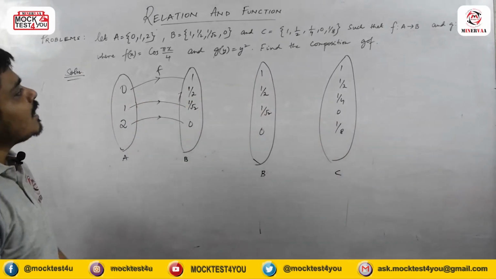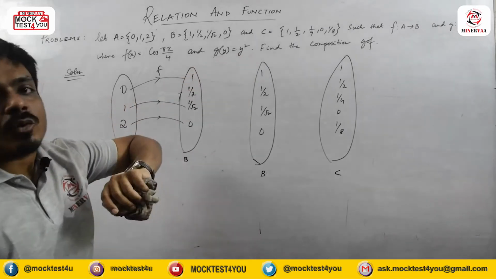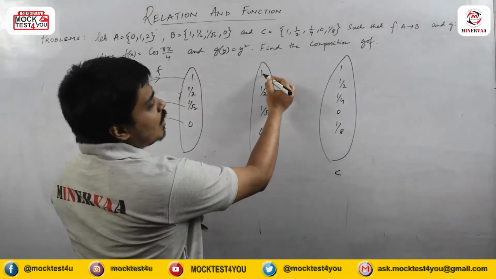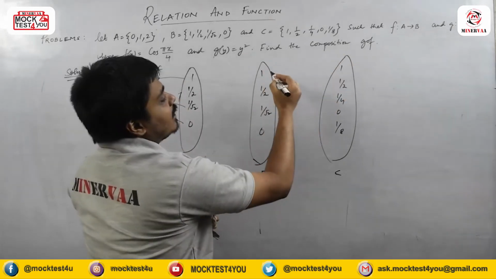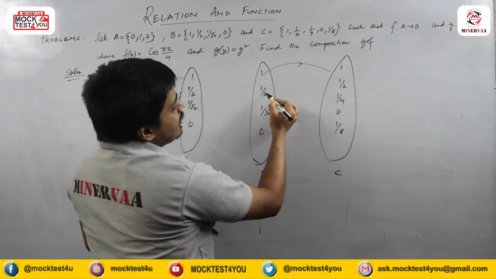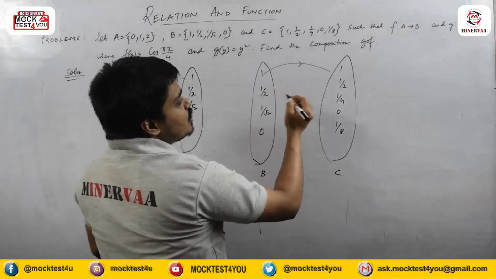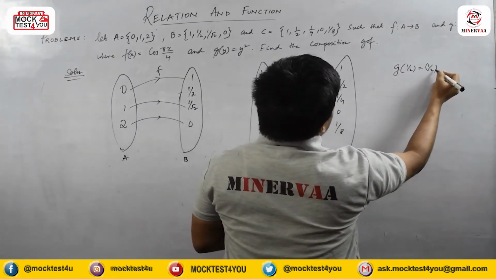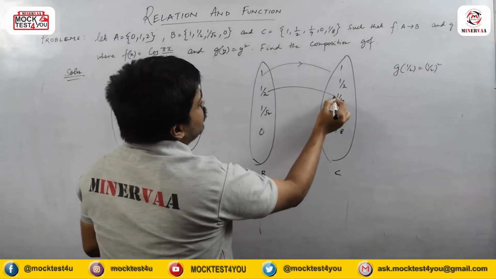Okay, let's do the mapping. Now g of y is equal to y square. Simple as that. These are easy. g of 1 is equal to what? 1 square, that is 1. Now g of half is equal to half square. So that is 1 by 4. This one will be mapped with this one.